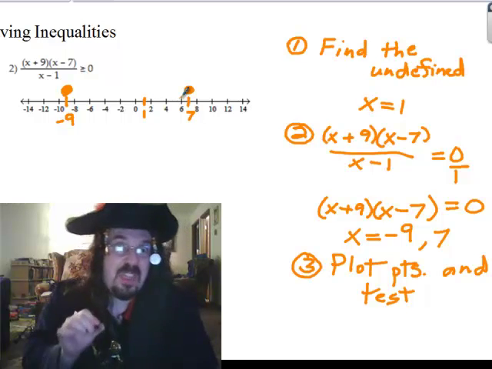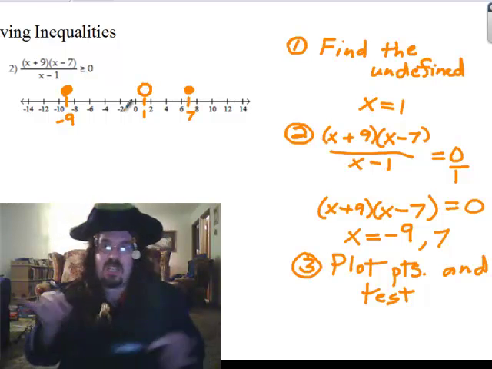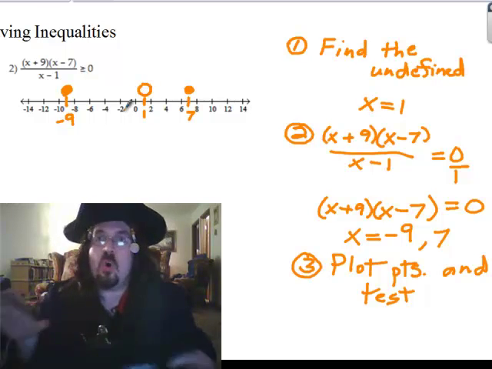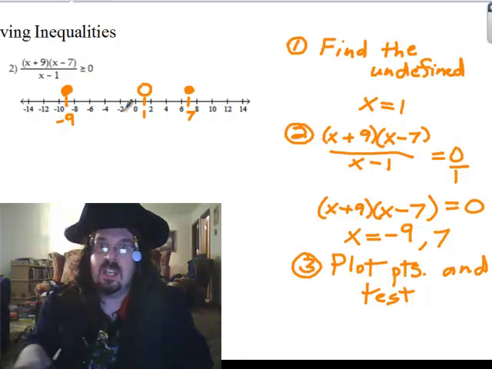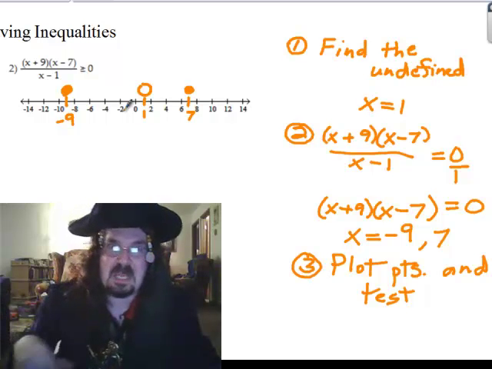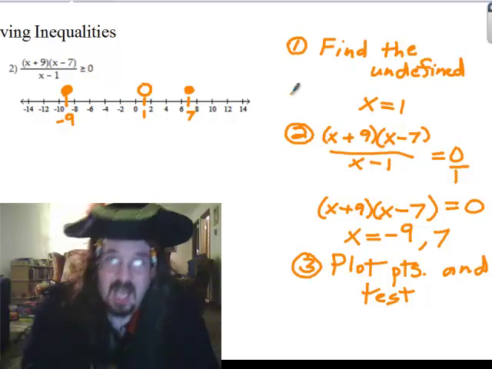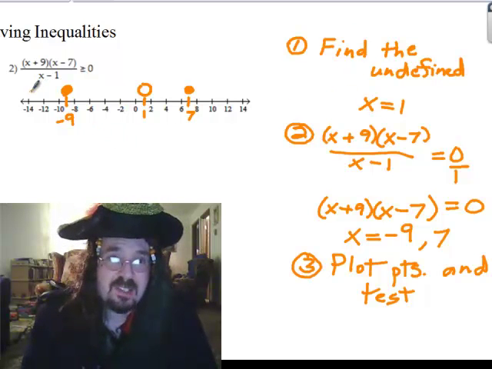But at 1, things are undefined. So I will leave a big empty hole there, kind of like the hole at the edge of the world that I traveled to when I fought Davy Jones and got ate by the big thing. Anyhow. Now we're going to test some points.